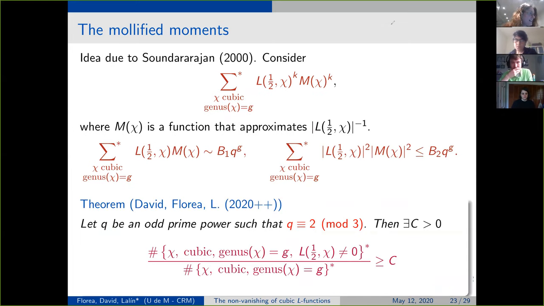And with that we get the result, and the plus plus means that we're still writing the final details. The details are there, we're trying to write the paper to put it together. So we have that for q congruent to 2 mod 3, we actually have a positive proportion. This constant c is a positive constant, very small, but positive.